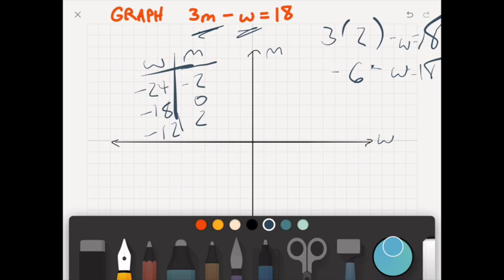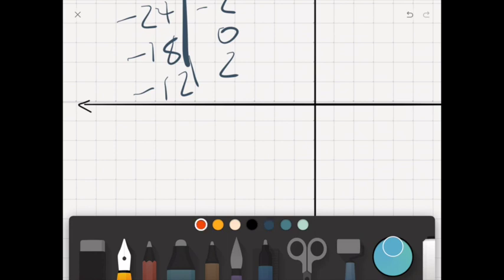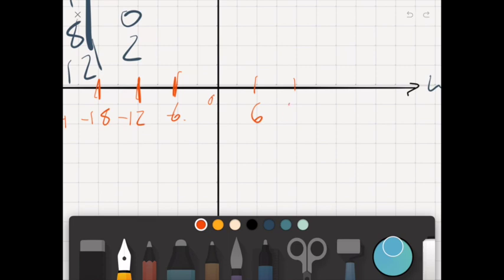The big difference is that my w is all in these big negative numbers, so maybe I want to scale my w instead of by ones, maybe I'll scale by sixes. So 0, 6, 12, 18, 24, these are all negatives I should have included. And same thing on the other side, since you don't ever scale the same axis in two different ways.